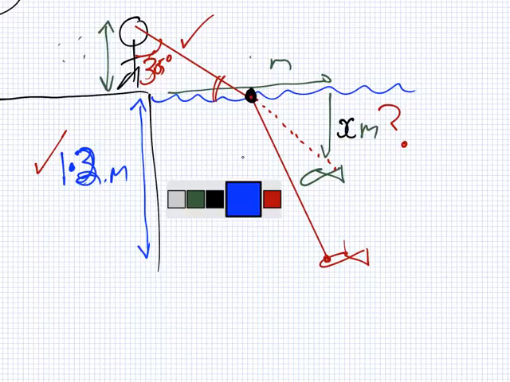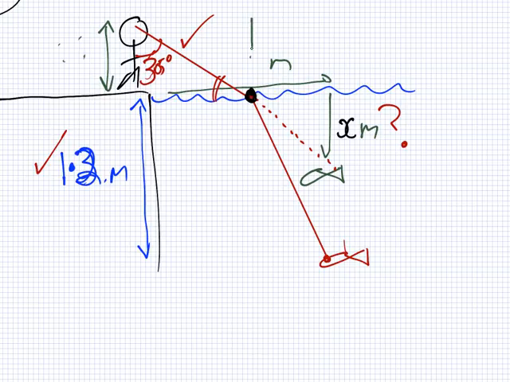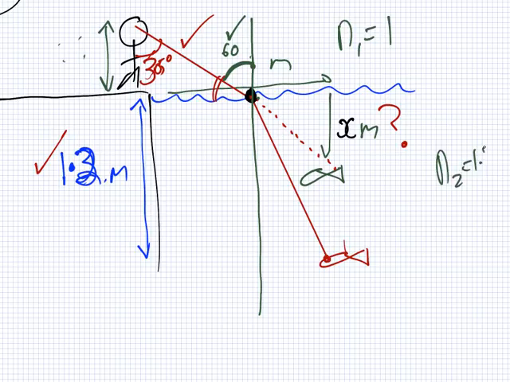Now I'll give you a little bit of help to get you started here. So here, this is the normal. So what angle does this make with the normal? 60. So do you know the angle here? Yes. Do you know the N1? If it's air, it's 1. And do you know the N2? 1.33. So do we know this angle?